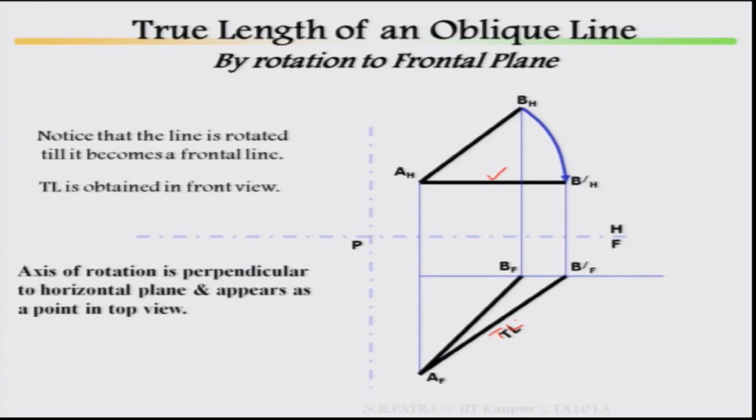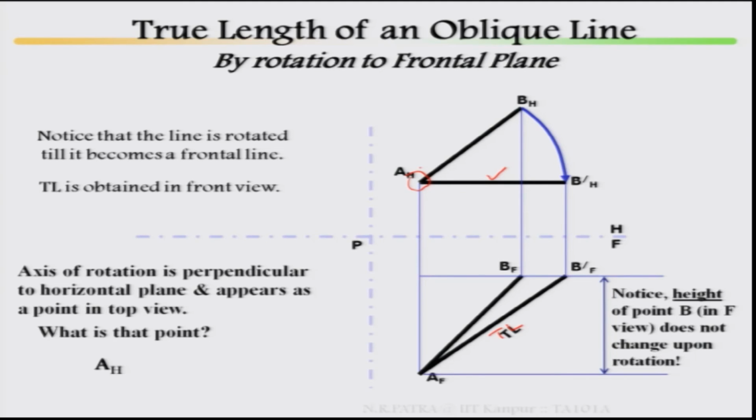The axis of rotation is perpendicular to the horizontal plane and appears as a point in the top view. Remember, the axis of rotation is perpendicular to the horizontal plane and appears as a point in the top view. What is that point? AH. This point is your axis of rotation, with respect to this point.